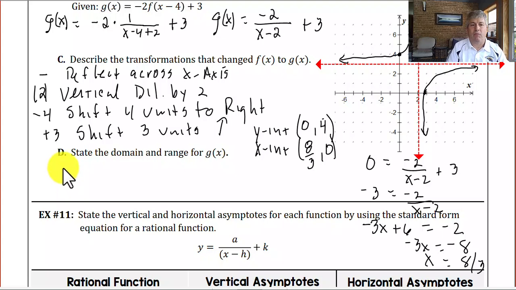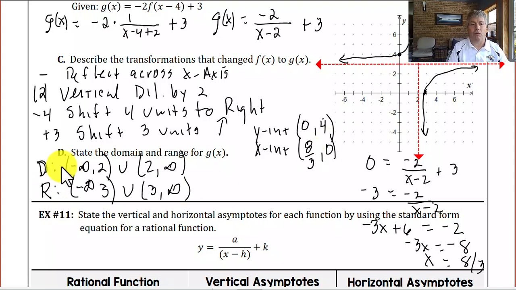And now I can wrap up by stating the domain and the range. The domain is going to be all real numbers except positive 2. The range is going to be all real numbers except 3. And we'll write that in interval notation. So in interval notation, there you go. The domain is from negative infinity to 2 in union with 2 to infinity. And our range is from negative infinity to 3 and union with 3 to infinity.